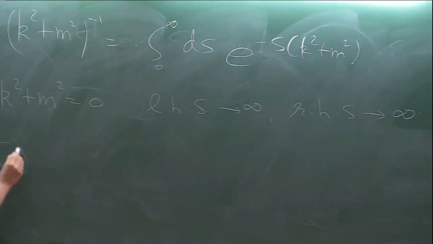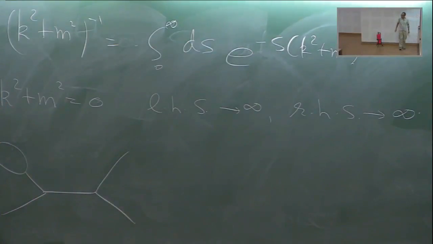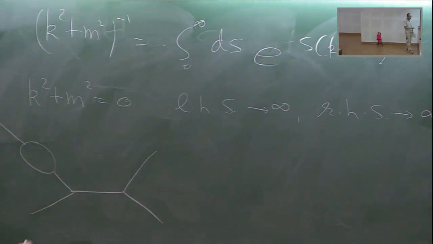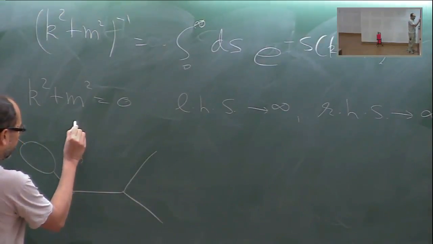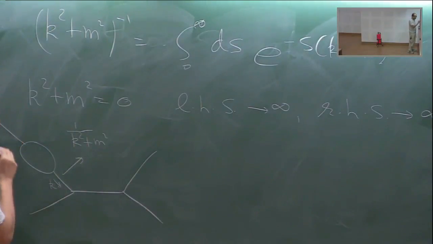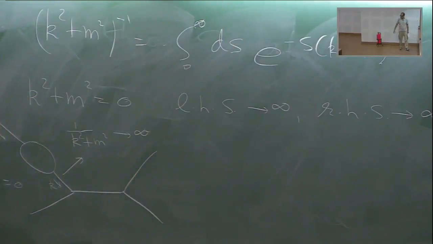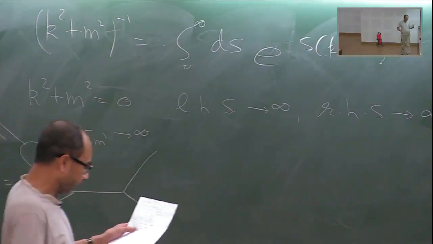So take a Feynman diagram like this. Four-point scattering, on-shell four-point scattering. This one has 1 over k square plus m square. But this k that is flowing here is the same as this k over here. This line is on shell. So k square plus m square is 0, and this blows up. Of course you are familiar with this. These are the self-energy insertions on the external lines, and in QFT we know what to do with it.